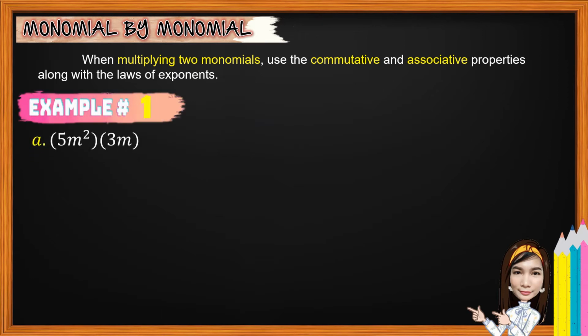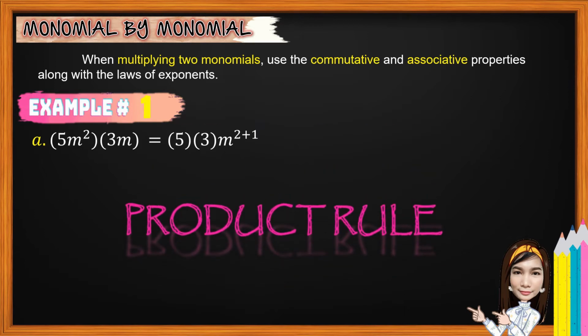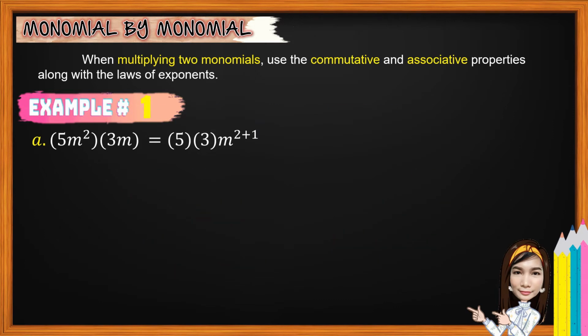For letter A, we have the quantity 5m squared times the quantity 3m. First, we're going to multiply the numerical coefficients, 5 times 3. Then, on the literal coefficients, we are going to apply the product rule. We are going to copy the same base m, then add the exponents. So, we have m raised to 2 plus 1. Then, simplify: 5 times 3 is equal to 15m cubed.